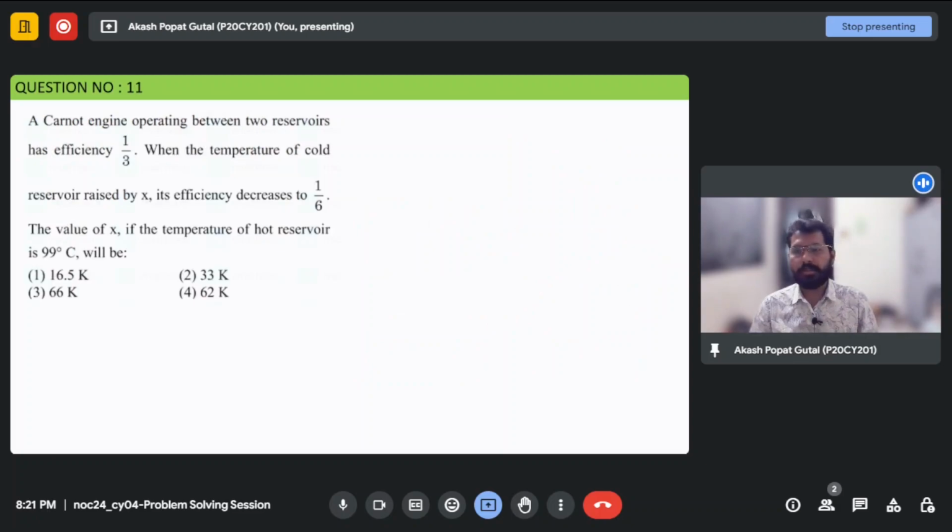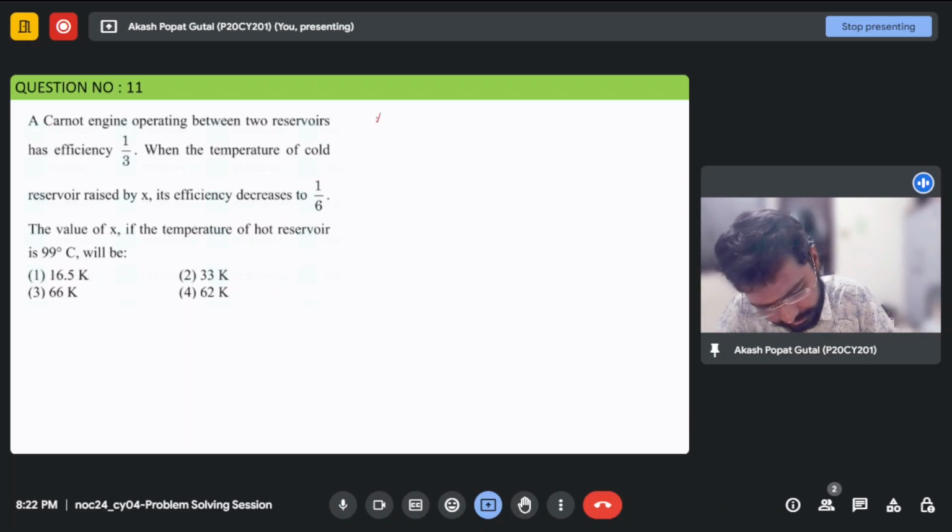So the next question is question number 11. A Carnot engine operating between two reservoirs has efficiency 1 by 3. When the temperature of the cold reservoir is raised by x, its efficiency decreases to 1 by 6. The value of x, if the temperature of the hot reservoir is 99 degrees Celsius, will be. So we are asked to calculate the value of x.